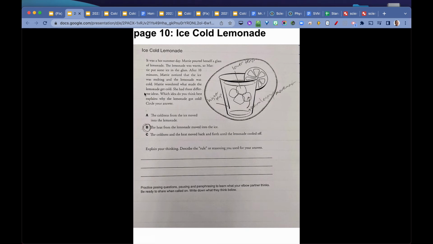They had a situation that they had to read. They had to choose a response that they agreed with most and explain it. And they practiced their posing questions, pausing, paraphrasing. Some chose A, some chose B, some chose C. The correct answer was definitely B. And again, we're trying to reinforce the idea that thermal energy always flows from an area of higher temperature, which was the warm lemonade, to an area of lower temperature, which was the ice cubes. And that's why the ice cubes melt.